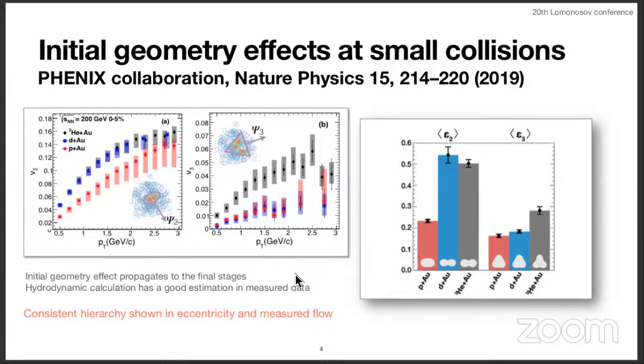And this confirms that the initial geometry effects are propagated to the final stages, as we have seen from the heavy ion collision cases. Also, it gives the information that the hydrodynamical calculation has a good estimation of the measured data.